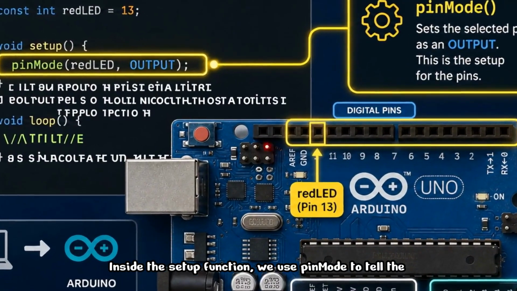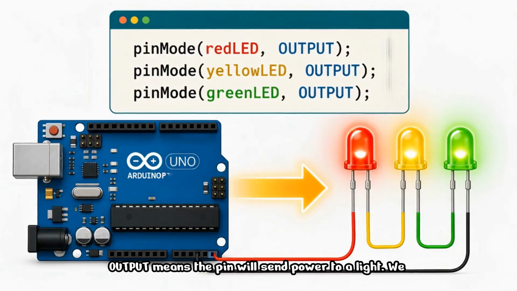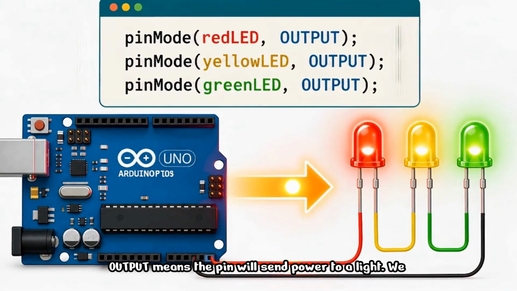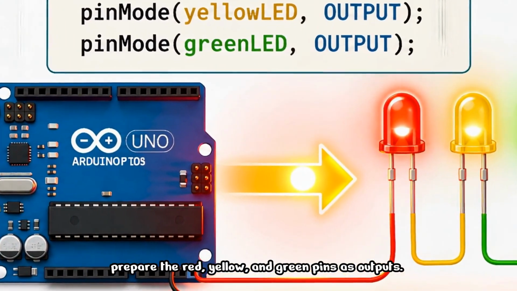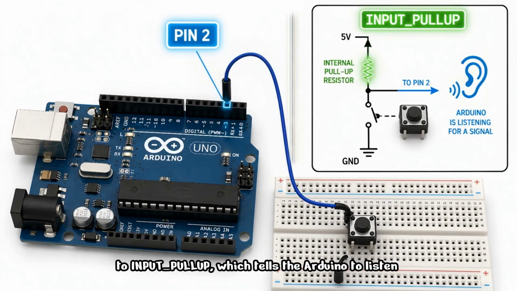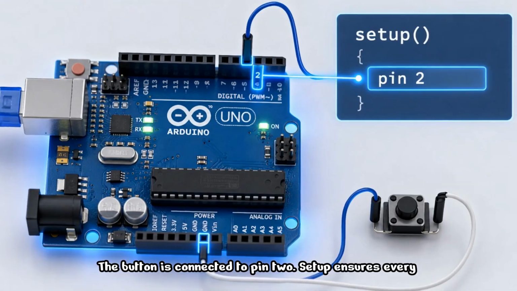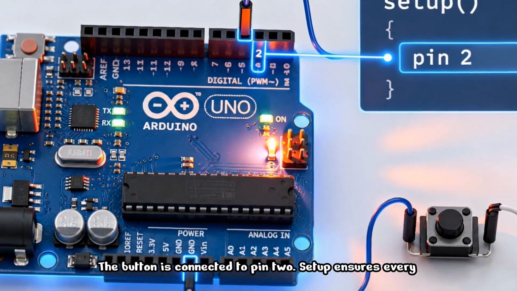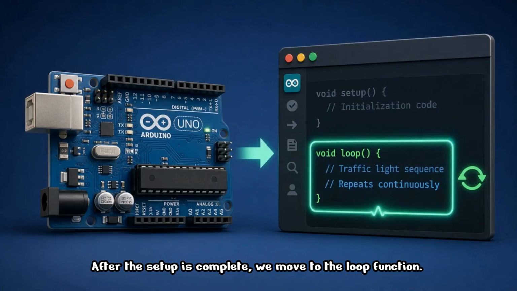Inside the setup function, we use pin mode to tell the Arduino what each pin will do for our project. Output means the pin will send power to a light. We prepare the red, yellow, and green pins as outputs. We also add a button to our circuit. We set the button pin to input_pull-up, which tells the Arduino to listen for a signal. The button is connected to pin 2. Setup ensures every single part of our robot is ready for the main program.